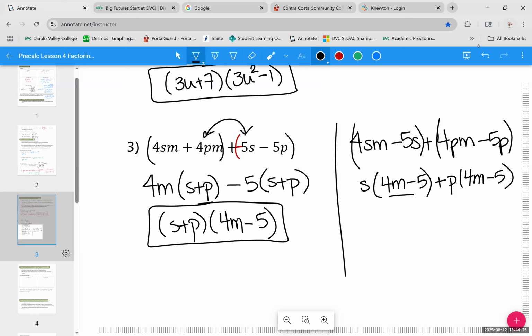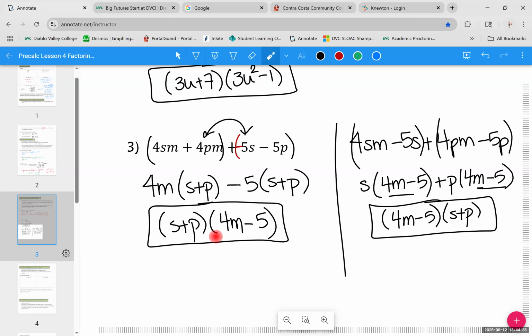You'll notice I still have a common binomial, and when I pull that out, I end up with exactly the same two factors that I started with, or that I got after I did it this way. It doesn't matter if they're written in a different order, right? Isn't 2 times 3 the same as 3 times 2? So the order of the factors doesn't matter. It's just what each individual factor is.